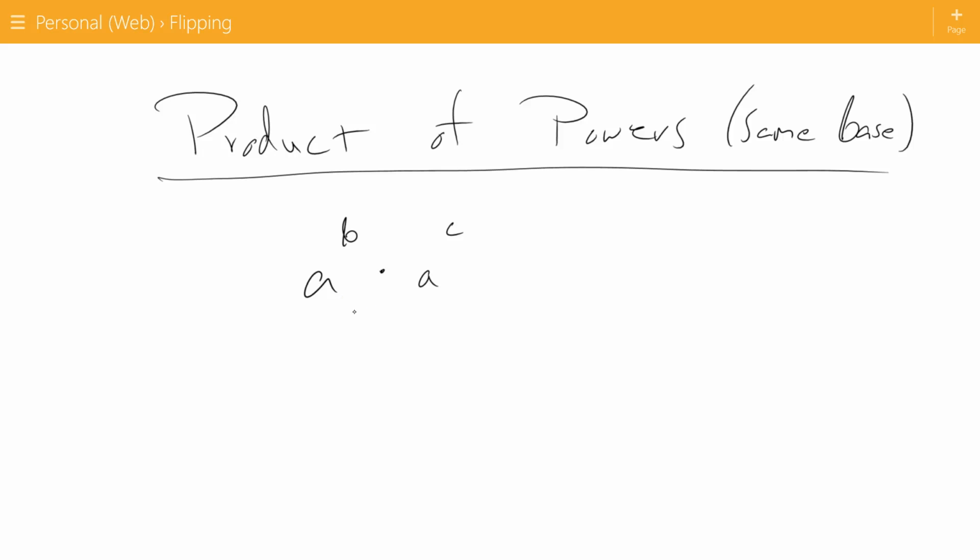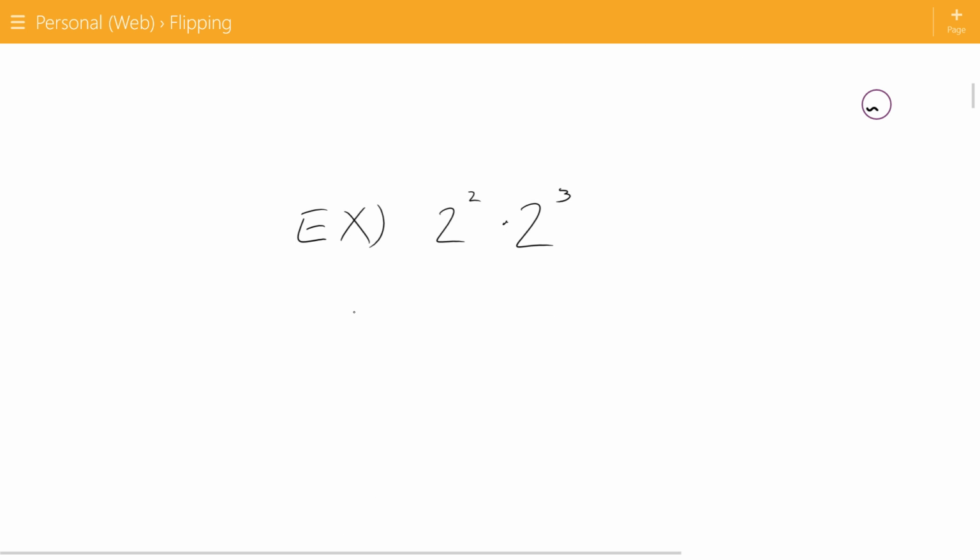Okay, we're going to do a brief and quick review of exponent rules. Let's start with the product of powers, same base. If I have a to the b times a to the c, what this will result in if we simplify is a to the power of b plus c. That's it. For example, if I have 2 to the second power times 2 to the third power, this will equal 2 to the 2 plus 3 power, which equals 2 to the fifth power.